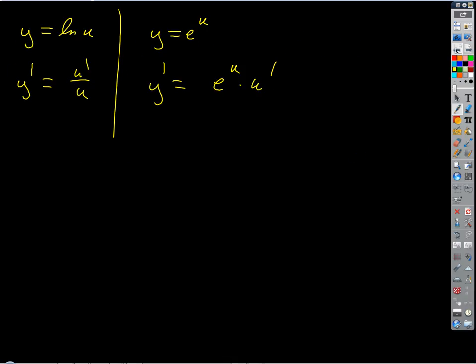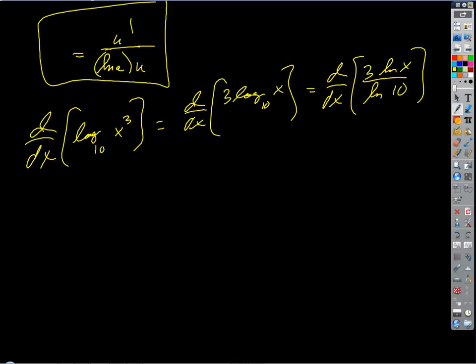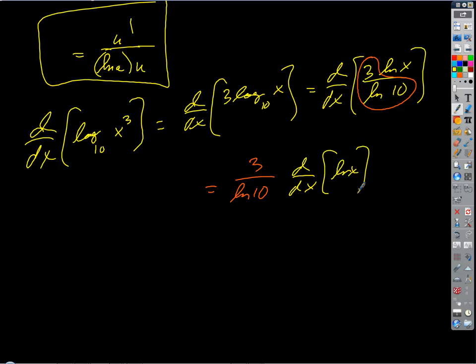So then what do we get here? Well, here's my constant, right? We always want to extract the constant. That makes things a lot easier. So we get 3 over natural log 10 times the derivative with respect to x of log x, which is just 1 over x. So we get 3 over natural log 10x.